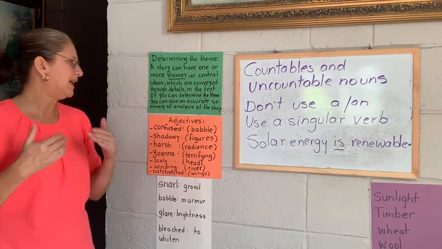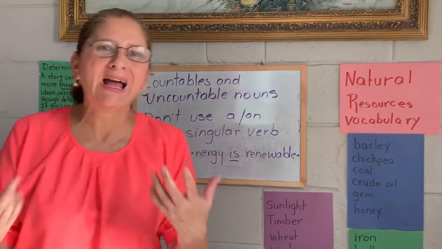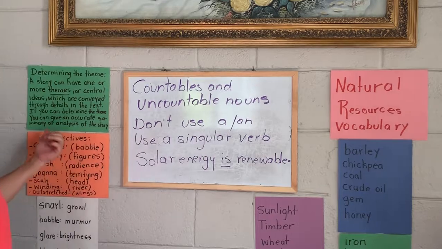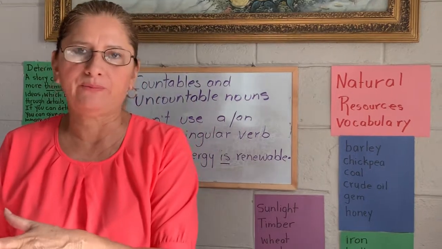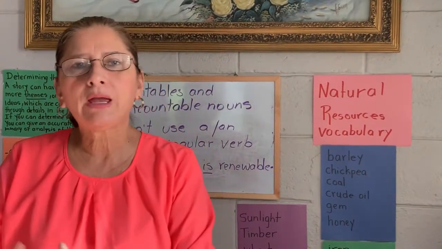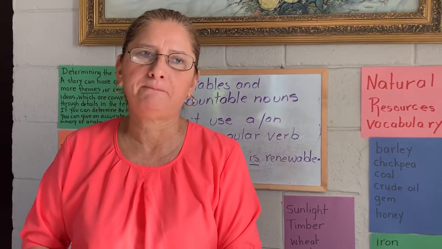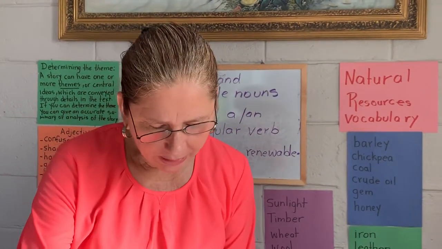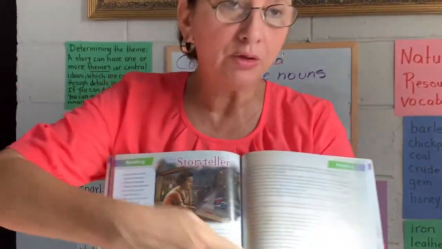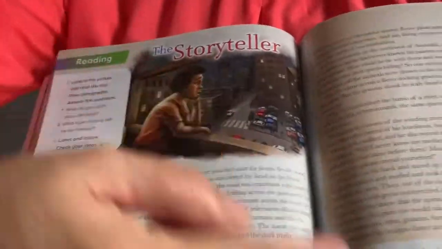If we can determine the theme, we can give an accurate summary or analysis of what the story is talking about. So in The Storyteller, I want you to look at the picture, okay? The main characters are Michael and Victor. Look at the picture. What is the difference?